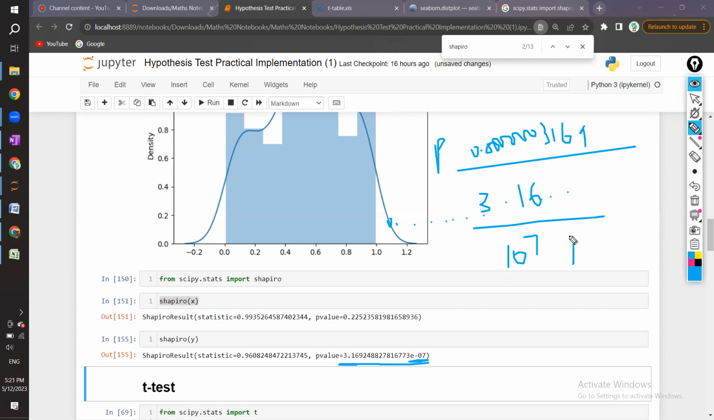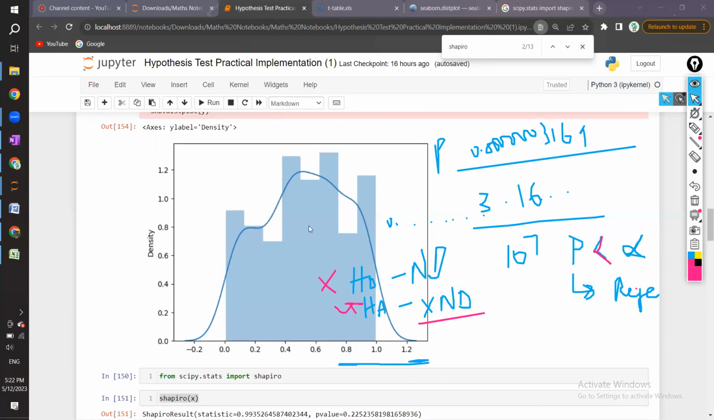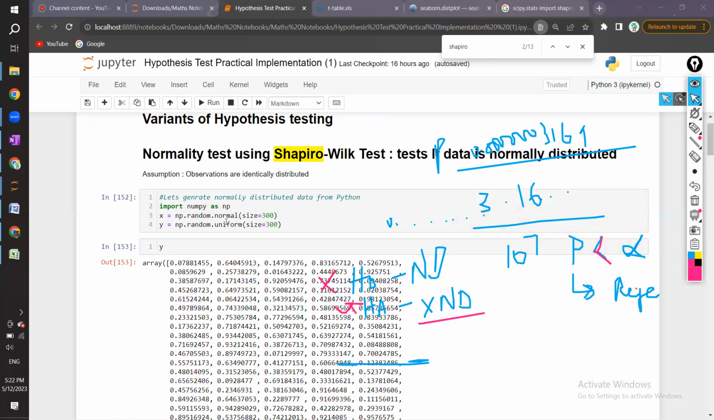In this case, is p greater than or less than alpha? Less than alpha. So what do we need to do? Reject the null hypothesis. What does the null hypothesis say? The null hypothesis says it is normally distributed. The alternate says it is not normally distributed. Because the p-value is less than alpha, you have a small area, moving away from the null hypothesis, so you reject the null and accept the alternate. Accepting the alternate means it is not a normal distribution, and that is also true with our diagram. This is a uniform distribution.